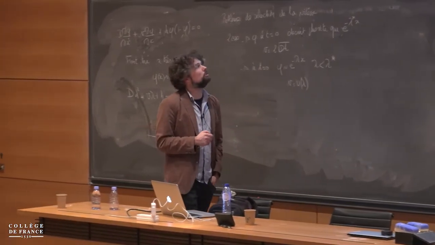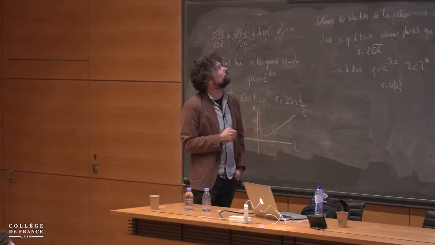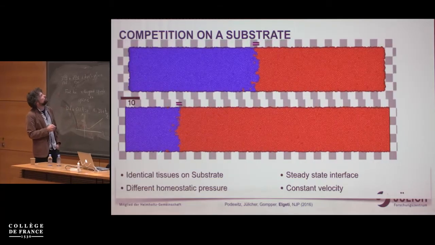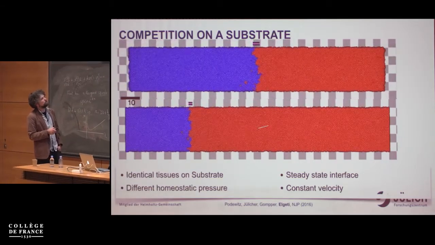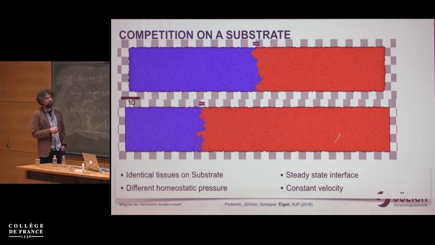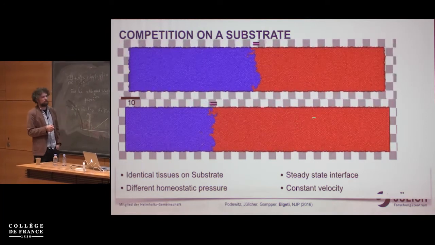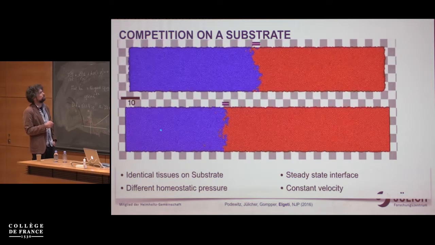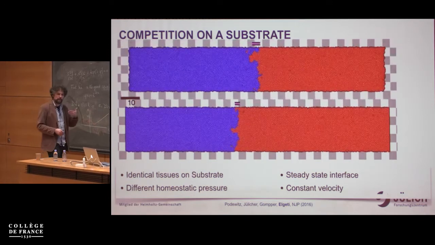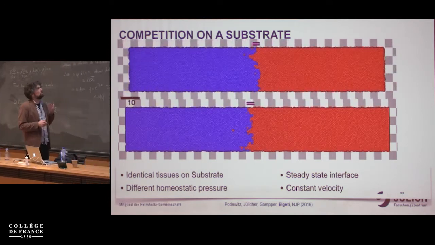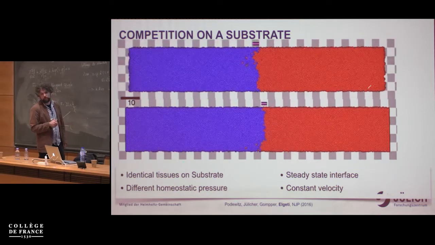So here is the simulation version. Look at the bottom one first. Here you have a stronger tissue in blue on the left and a weaker tissue on the right. So the homeostatic pressure of the red one is lower than the homeostatic pressure of the left one. And you see a nice constant velocity invasion of blue and red.